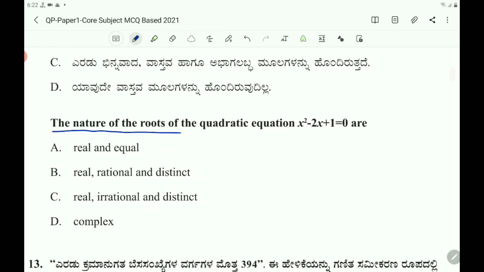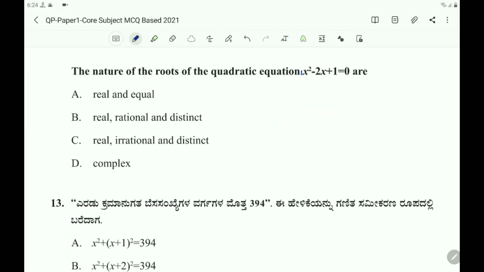The nature of the roots of the quadratic equation x² minus 2x plus 1 equals 0 are. To discuss the nature of the roots, we have to find the value of b² minus 4ac. So here what is my b? b is -2, write (-2) square minus, here you write 4 only. What is the value of a? The value of a is the coefficient of x square, that is 1, and c is 1.